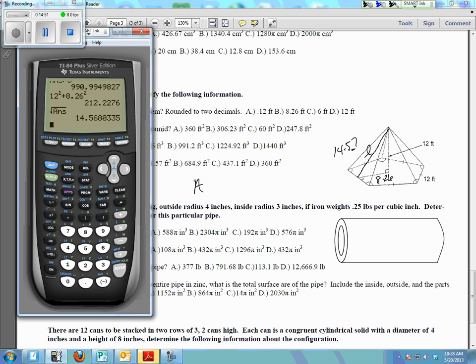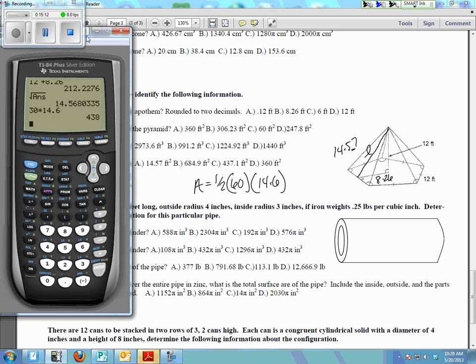So now I'll go area is 1/2 the perimeter of the base, which is going to be 60, times the slant height, which is 14.6 right now. So 30 times 14.6 gives me about 438. And the closest option there would be option C. Now we're off a little bit because I use different values with my rounding, but you should have found pretty close enough. Option C.